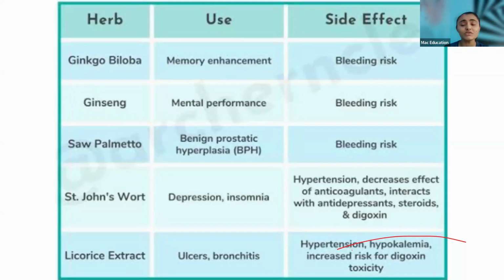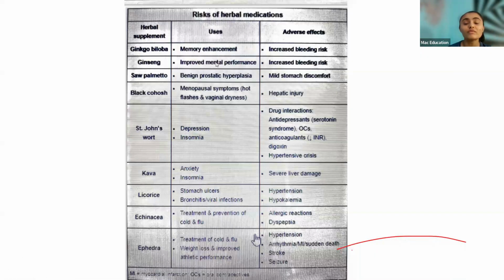Do you know about digoxin medication? Any idea about digoxin? It is used for cardiac patients. Yes, it is specifically used for the patient who is suffering from cardiac failure. So digoxin medication is prescribed to the cardiac patient. If the patient is taking licorice extract, there is a risk of digoxin toxicity. So these are some herbal remedies that you have to remember. When I was a student, I took this picture from UWorld. In UWorld, there are more herbal remedies, but you have to remember these herbal medications.